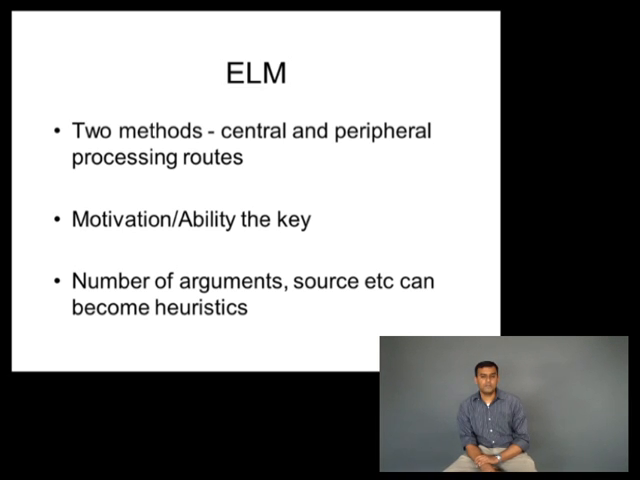So we started off with talking about the elaboration likelihood model, which is the ELM, and we talked about two different methods. One was the central processing, the other was the peripheral processing. And we talked about two different conditions that had to be met for people to do a central processing route, which is the motivation and the ability to process the central message. If either one of those was not true, then you would use a peripheral cue.